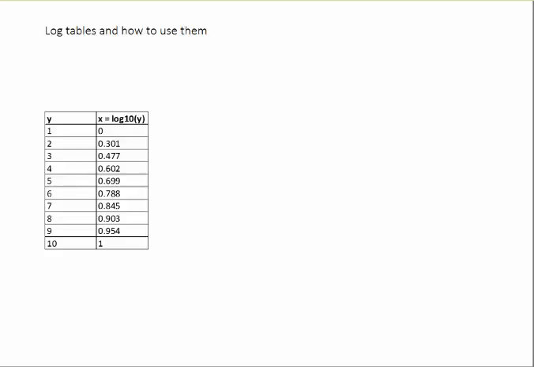Now, back in the dark and distant past, before everyone had a really nice calculator, people were forced to calculate logarithms using log tables. And I've just recreated a little part of one here for you.